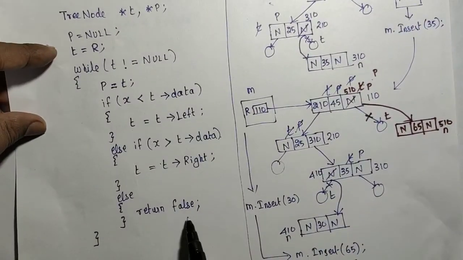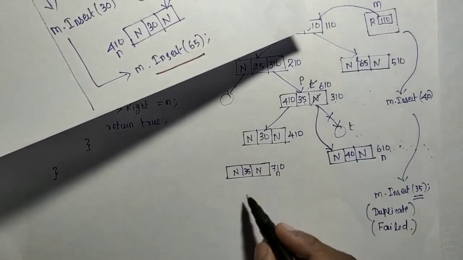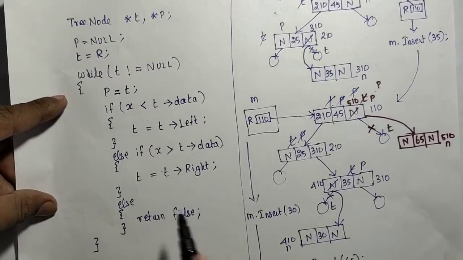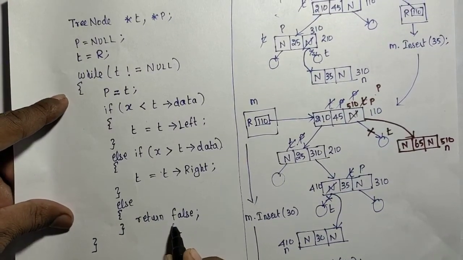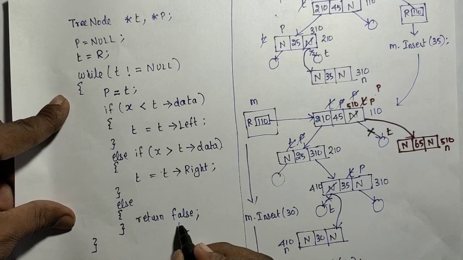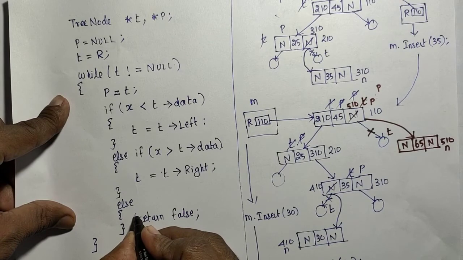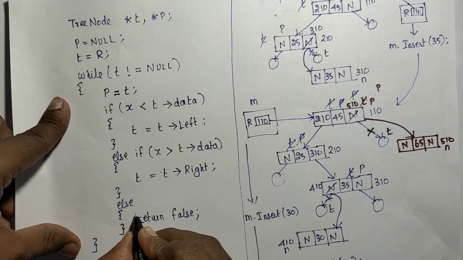Since we are reaching that equal, we are returning simply false. Simply false means what? Without deleting the newly created memory, it is returning false. So it is wasting this memory. It is not released. It means that the newly created node is not going to be linked with the binary search tree. Because it is a duplicate, I have to delete that newly created node.